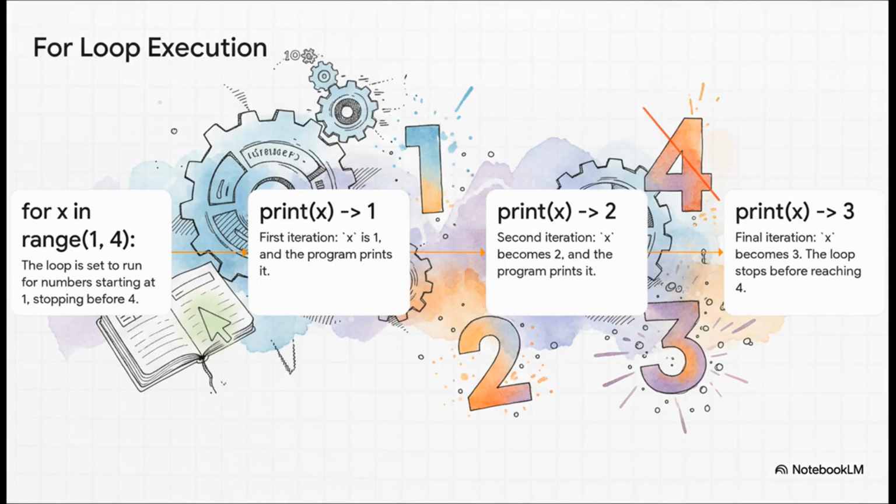Let's just trace this for loop to see exactly what's happening. The range(1, 4) part is a little tricky, and it trips up a lot of people at first. It means start at 1 and go up to, but don't include, 4. So on the first pass, x is 1, and we print it. Second pass, x becomes 2, we print that. Finally, x is 3, we print it. And since the next number would be 4, our stop sign, the loop just ends.